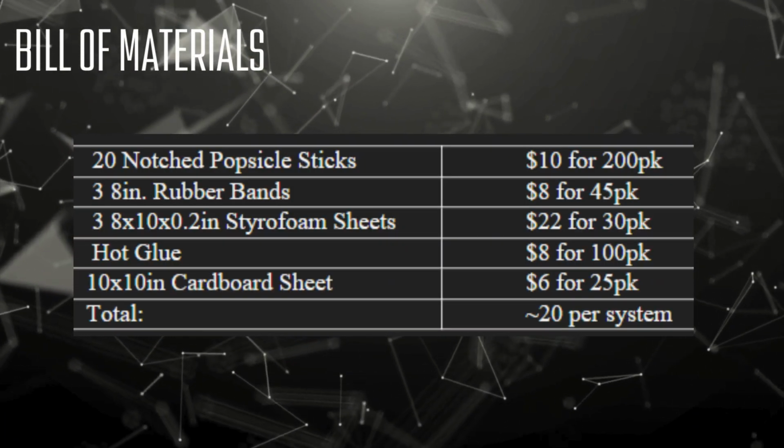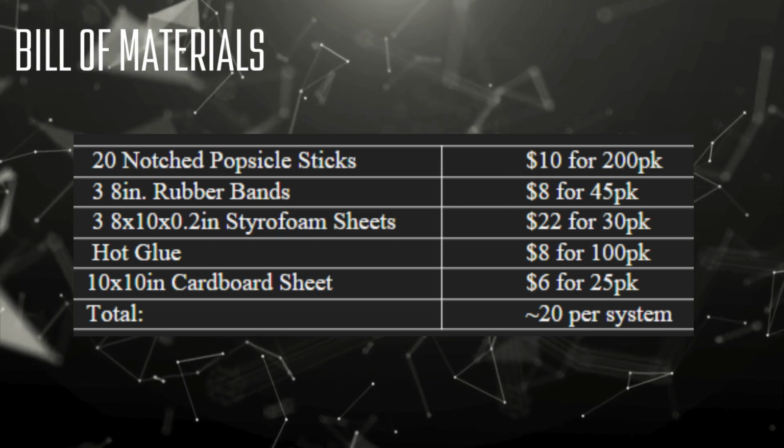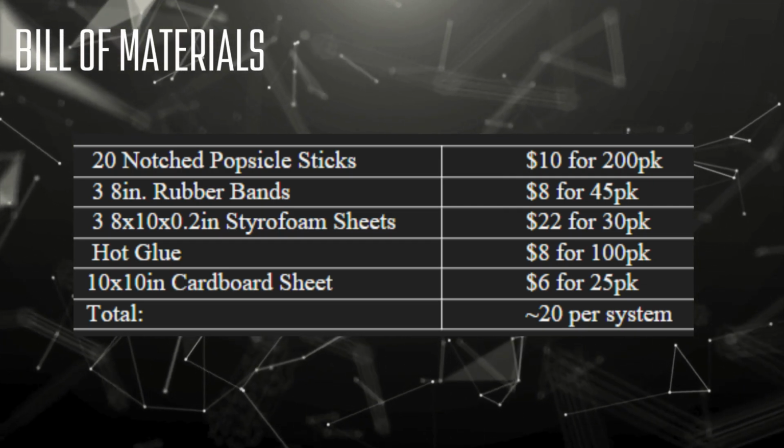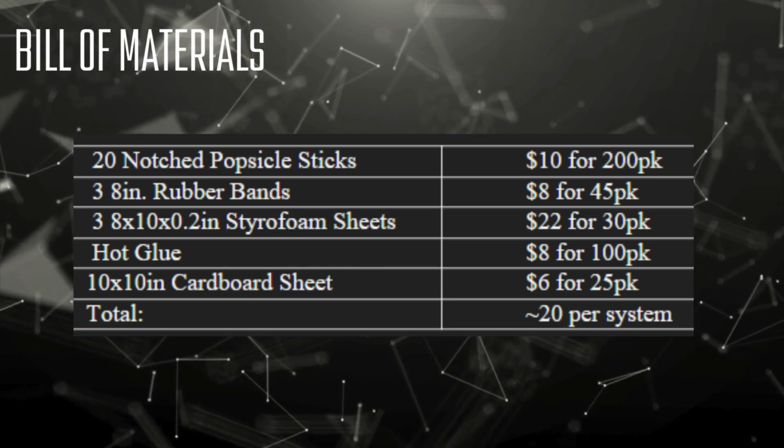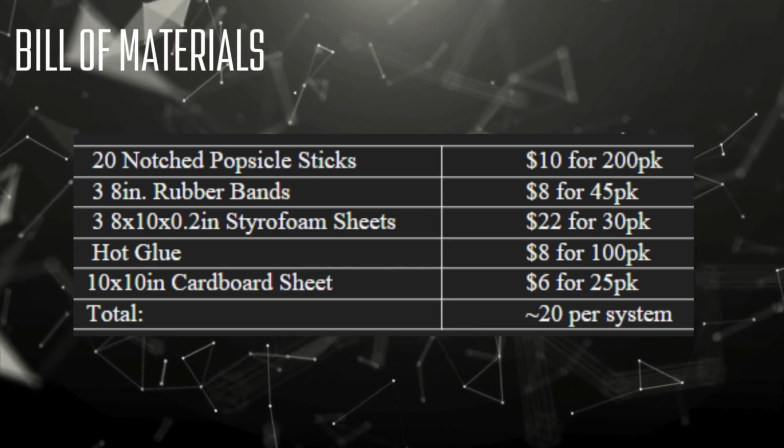For our materials, we used popsicle sticks, rubber bands, styrofoam sheets, hot glue, and cardboard sheets. We only used materials provided to us by the professor, and it costs about $20 per system to create.